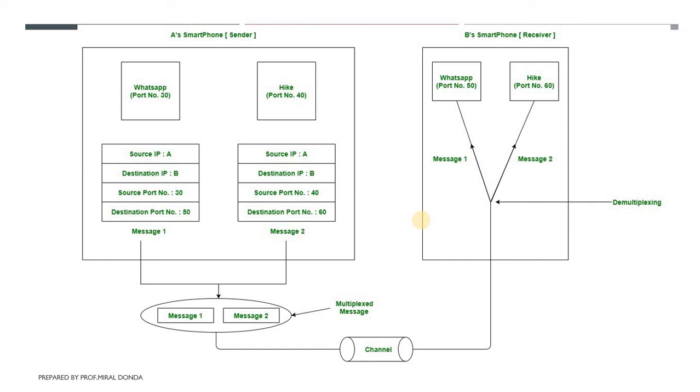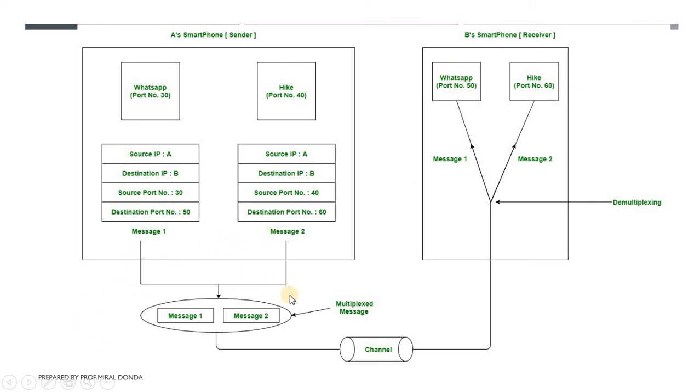Similarly, B can also transfer a message to A. Here, this whole chunk contains message 1 and message 2 that is transmitted over the network. At the receiver side, the demultiplexer divides the data packets into two different chunks, and based on the port number we know that port number 30 is for WhatsApp and 40 is for Hike, and these are the sender's port numbers, and port numbers 50 and 60 are the WhatsApp and Hike port numbers.